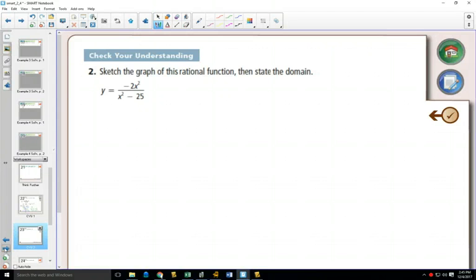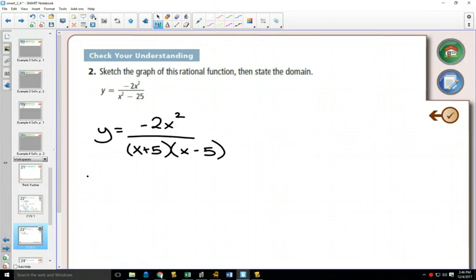Step 0, factor everything completely first. The bottom is a difference of squares. And then step 1, what are our non-permissible values? X can't equal -5, and x can't equal 5.